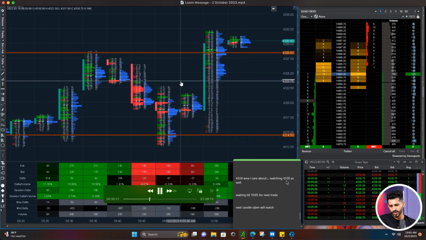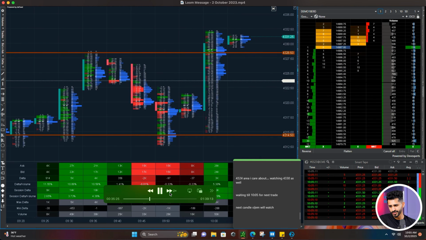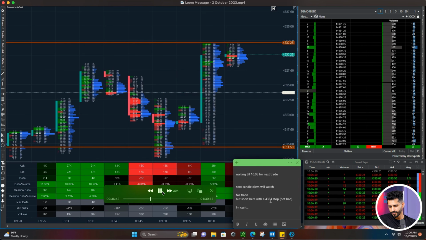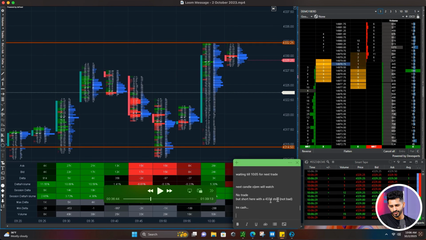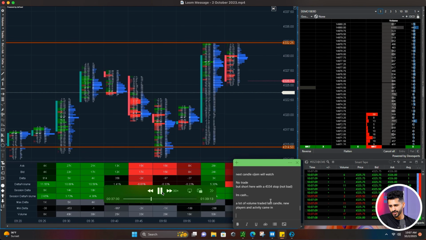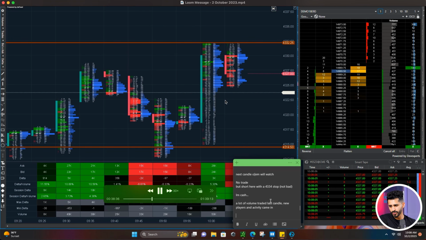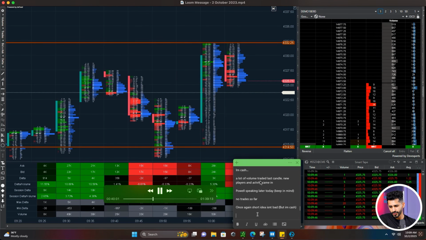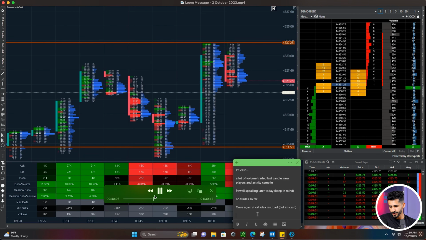43.24 area I care about, watching 43.30 as well. 43.30, I want to see how we develop around that area, around that wall where price starts developing. No trade, but short here with a 43.34 stop is not a bad trade, but I'm cash. I'm not taking any trade. I still want price to develop. And we start getting a 4 or 5 point move down, but nothing really cool. Now, another few notes. A lot of volume traded last candle. New players and activity came in. If we look at the volume on each candle, 9:30, we have 49,000 contracts traded, 38,000, 25,000, 33.